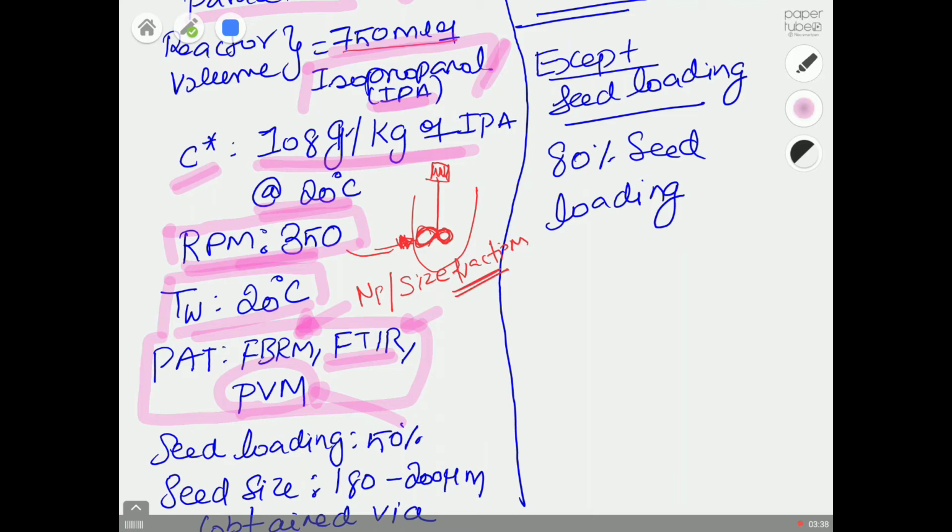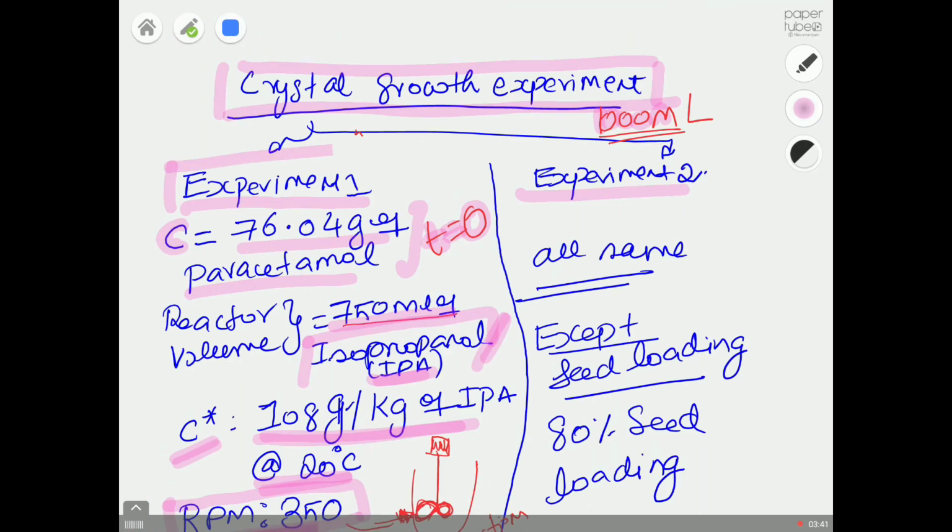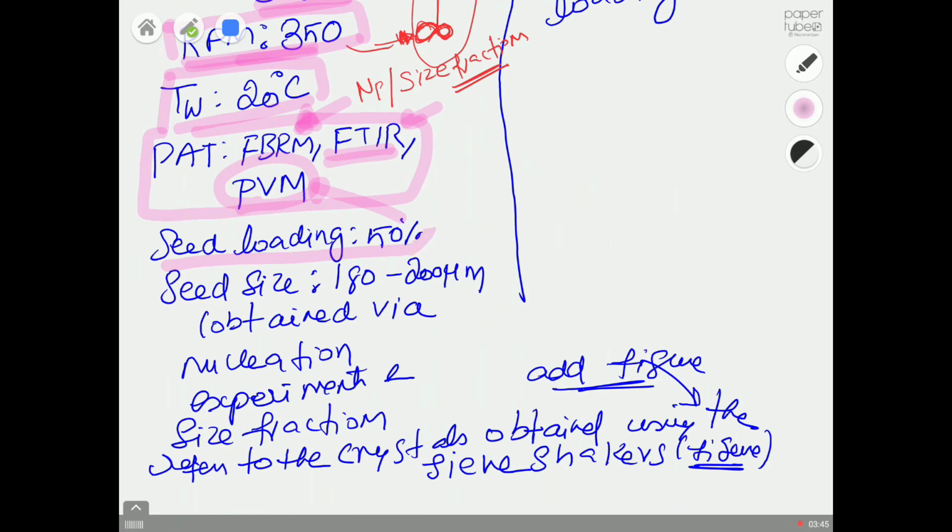And then more experimental conditions. For experiment 1, our seed loading is 50 percentage. We will come back to this, what I mean by 50 percentage. And then we used a seed size of 180 to 200 microns, and I already got these crystals.